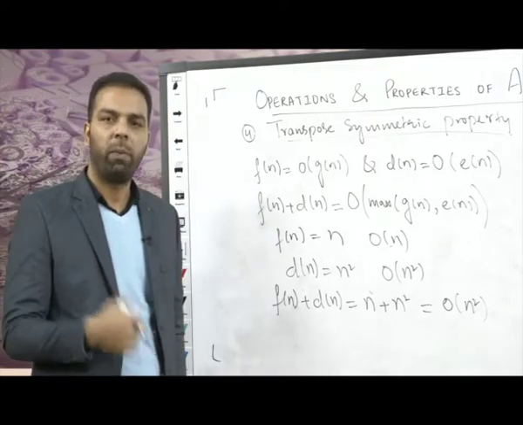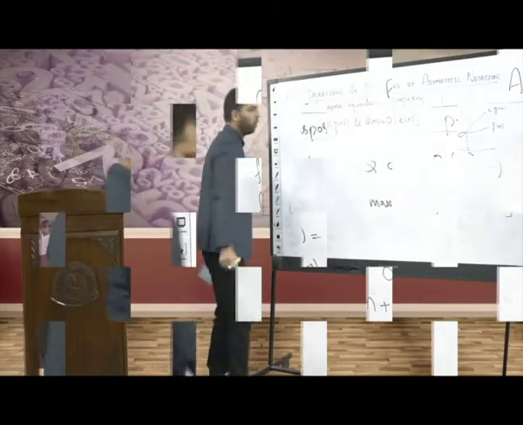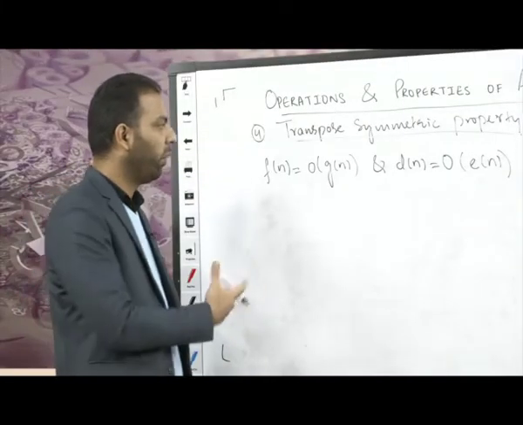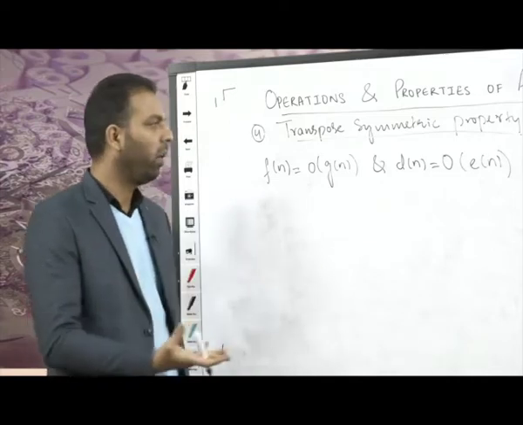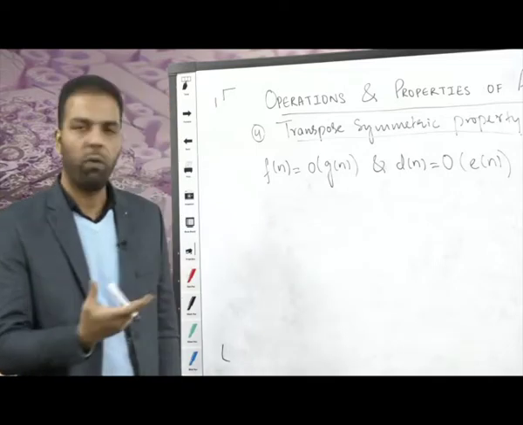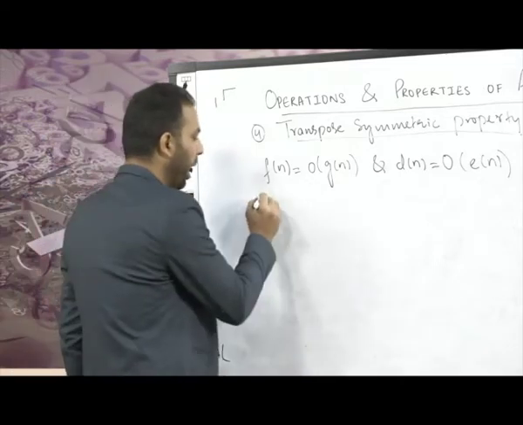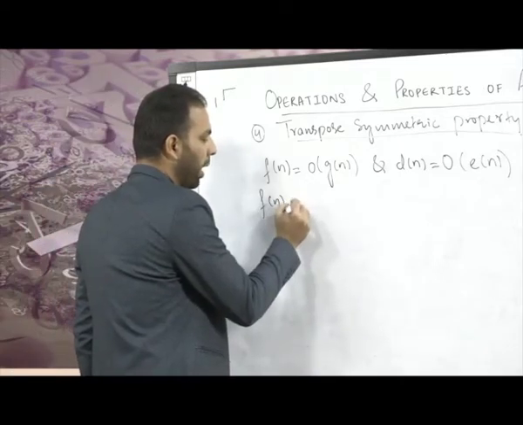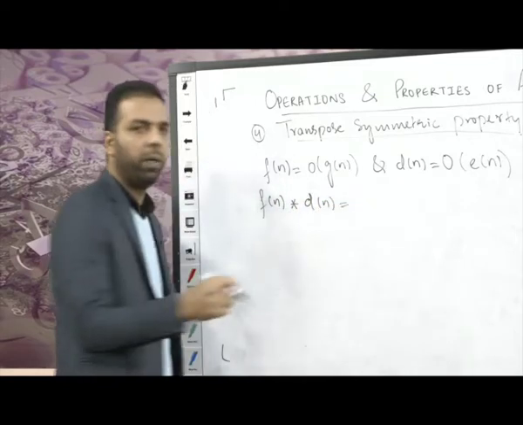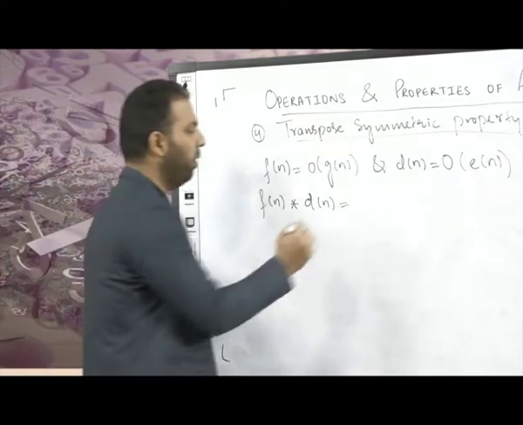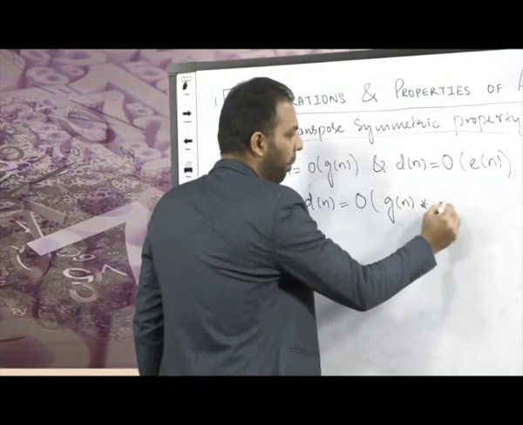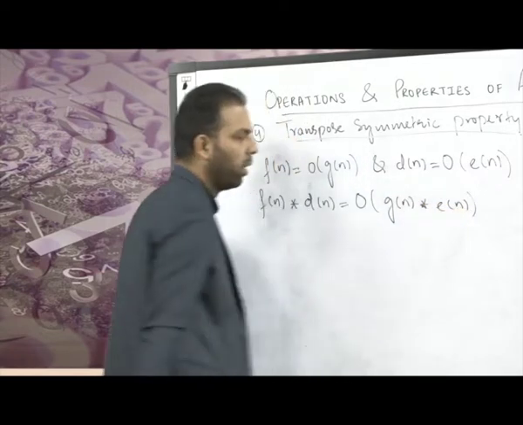Now we will take the same scenario, but instead of adding them, we will be multiplying them, okay. So the last property we are going to see is that if we have two functions f of n and d of n, where f of n is order of g of n and d of n is order of e of n, what will be the order of f of n multiplied by d of n? It will be order of g of n multiplied by e of n.